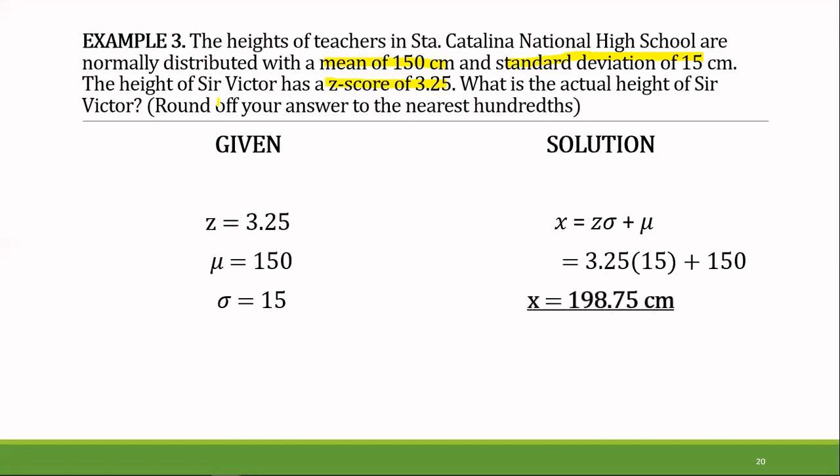Then that will give us the exact height of Sir Victor, which is equivalent to 198.75. Again, do not forget the unit of measurement since we're talking about height, and the given are in centimeters, so our final answer will be in centimeters as well. So the height of Mr. Victor is 198.75 centimeters.